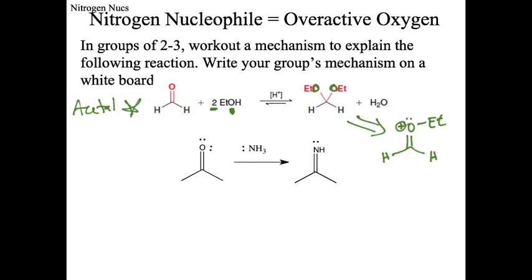Because nitrogen is a better nucleophile, I can go directly to this double bond state. The nitrogen can fully replace the oxygen. How does it go through and do it? Well, it's a very similar mechanism. Our lone pair on the nitrogen attacks the carbonyl. We break the pi bond. What's our result? We'd have a positive nitrogen and a negative oxygen. Are either of those happy?